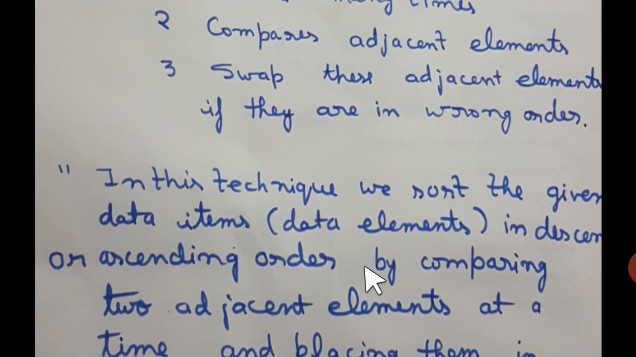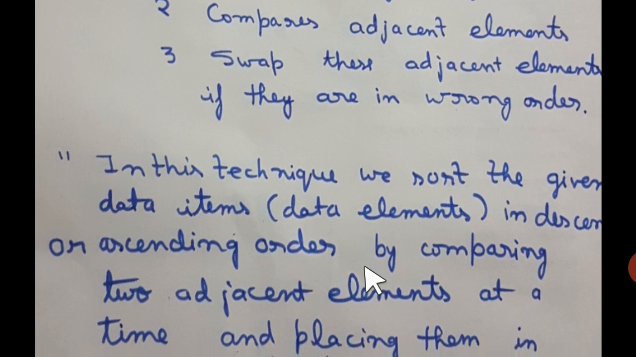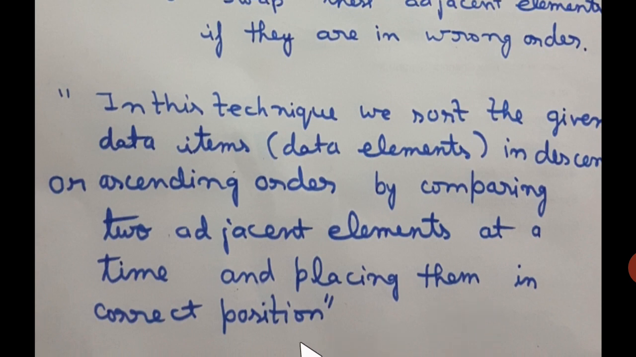Here we are going to discuss a very important and very simple technique of sorting, that is the bubble sort. Students, in this technique we sort the given data elements in descending or ascending order by comparing two adjacent elements at a time. This is a very important line: by comparing two adjacent elements at a time and placing them in the correct position.